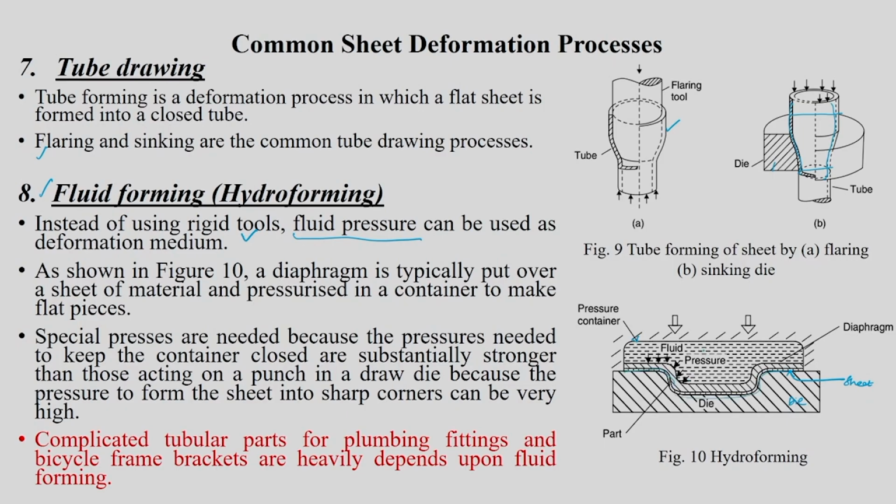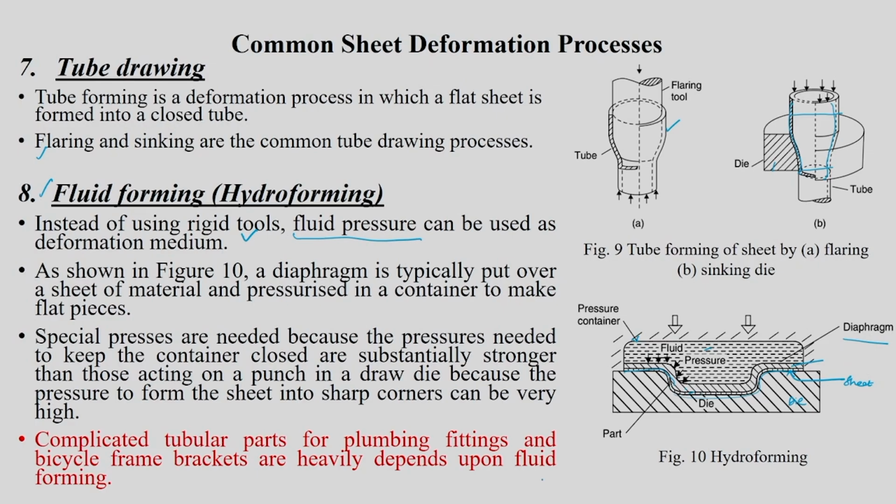So between the fluid and your sheet you can have a diaphragm. The diaphragm is given here, this particular part is actually the diaphragm. The diaphragm is typically put over the sheet of material and pressurized in a container to make flat pieces. The diaphragm will not allow physical contact between your fluid and the sheet, it is going to prevent the contact between fluid and the sheet.